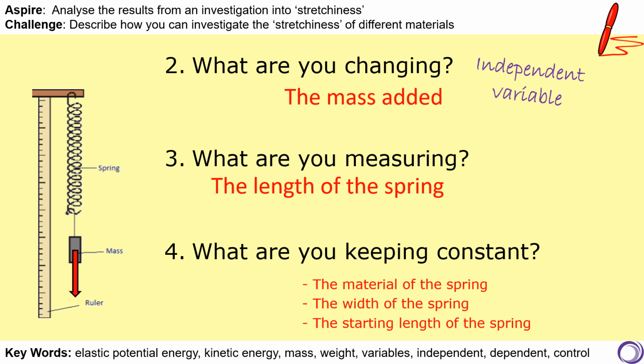Now, the variable that we measure is known as the dependent variable. So that's the one that we are measuring to find out if it depends on the independent variable that we're changing. Okay, that's why it's called the dependent variable. And then the third type of variable is our control variables. So these are the variables that we keep the same. We control them so that they do not change because we want to make this a valid experiment.